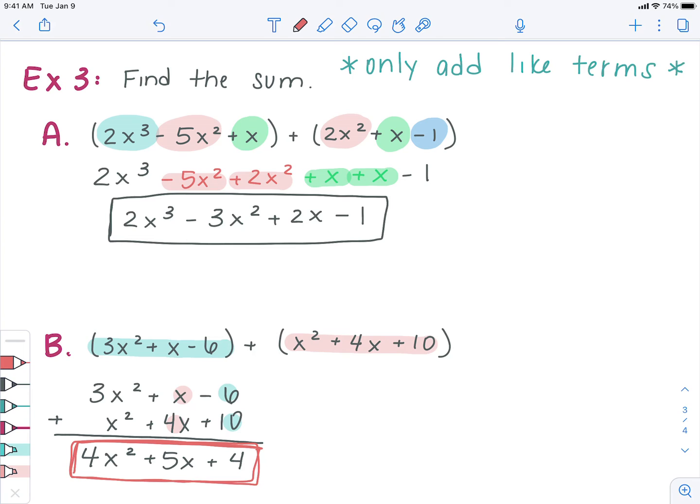Do you like one of the methods better than the other one? Yeah? Okay. So I want to show you one with subtraction, and then you guys will be free to start your classwork, okay?